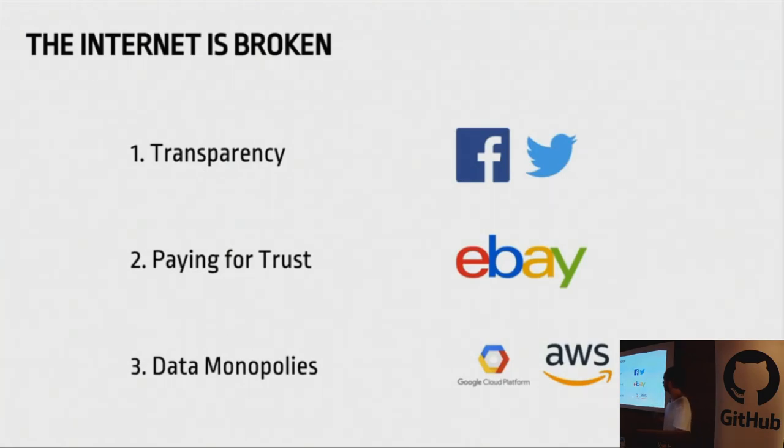Next one, data monopoly. So most companies store their data on a big cloud storage service. And there's two problems with this. The first one is you have a single point of failure. If something breaks there or messes up, your whole thing is down. Tsubasa touched on this.